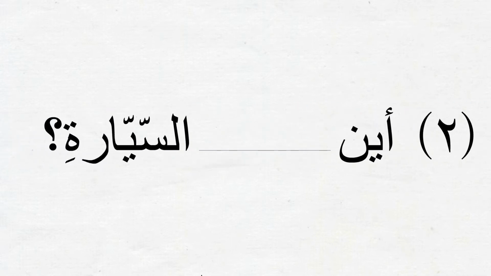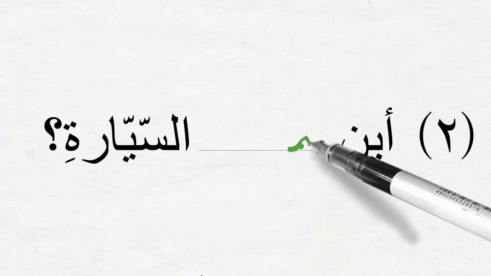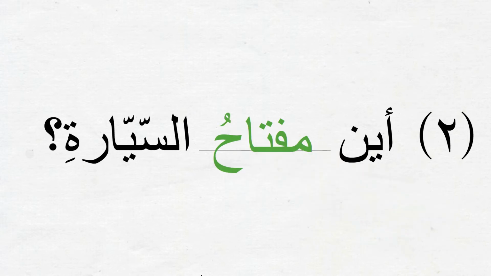The second sentence. Aina blank as-sayyarati. Where is blank of the car? What can we use to complete this sentence? We can use miftahu. So the sentence will be Aina miftahu as-sayyarati. Here again, the missing ism miftahu is coming as mudaf of the إضافة combination. As-sayyarati is the mudaf ilayh.